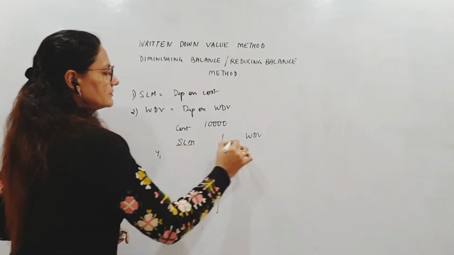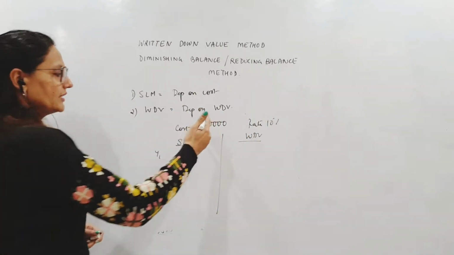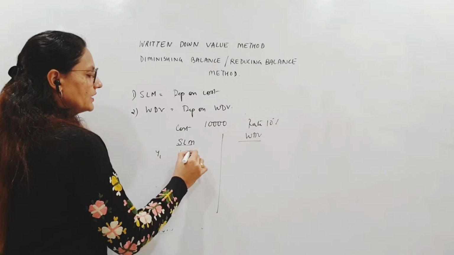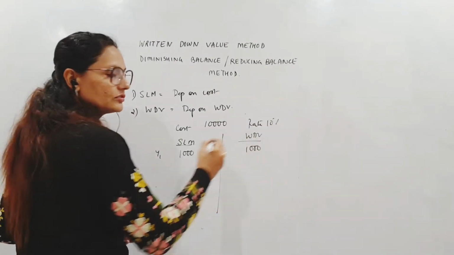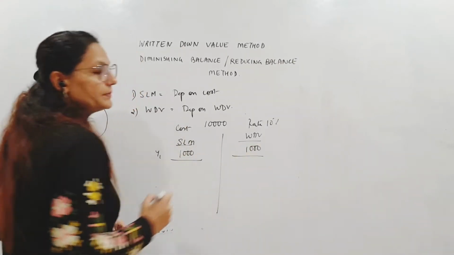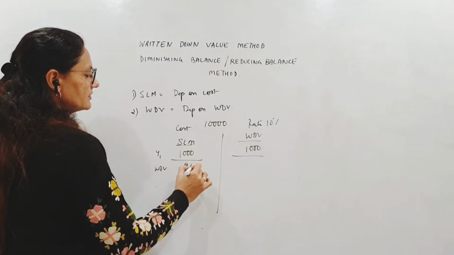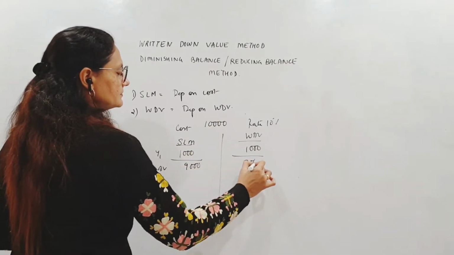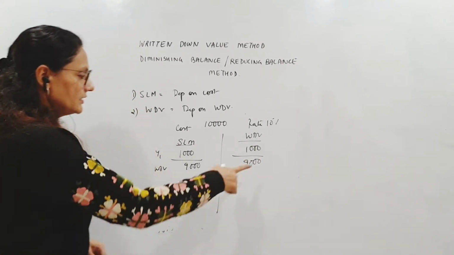Year 1, suppose the rate of depreciation is 10%. So straight away, 10% of this 10,000 is depreciation in year 1. Same thing for written down value also. So in the first year there is basically no difference. But now that we have depreciated it for 1 year, what is the written down value of this asset? 9,000, isn't it? Written down value means what? Cost minus depreciation charged. This is the written down value.